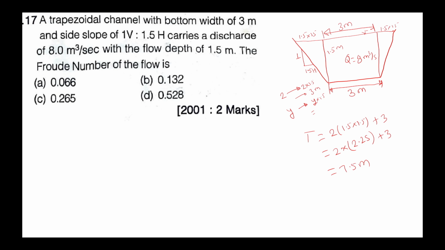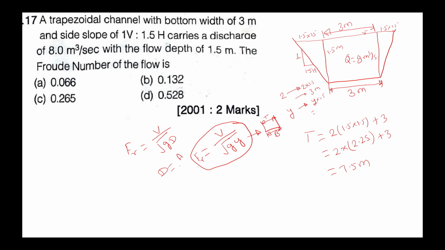right? So now the Froude number, what is the Froude number of this question? So your what the Froude number? V divided by root gD. Sometimes you make a mistake with this formula, because this formula is applicable for the horizontal or your rectangular channel, because your top width and bottom width is same. So here what is D? Actually D is nothing but area by top width.